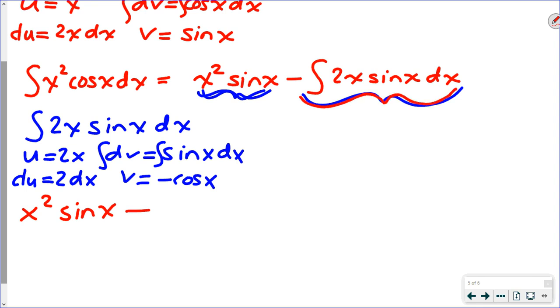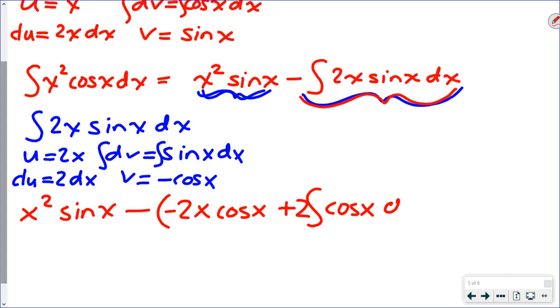So that integral is going to be, and because you're subtracting, I would put it in parentheses, because we're going to have to distribute that negative. But let's just go through integration by parts. So it's u, which is 2x, times v, which is negative cosine, minus the integral of v, which is negative cosine, so I'm going to make that a plus, times du, which is 2 dx. So I'm going to put the 2 out front as a constant multiple. Okay, we're getting there. All right, let's distribute our negative.